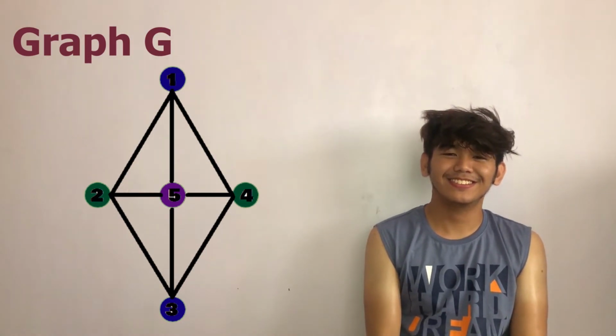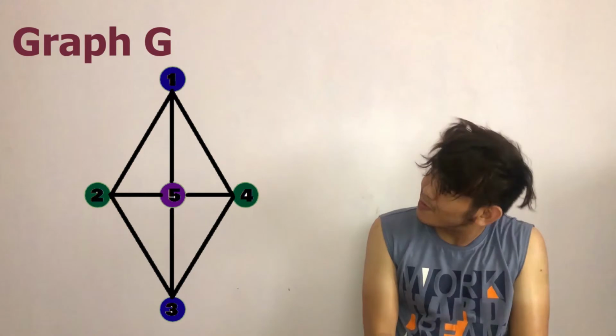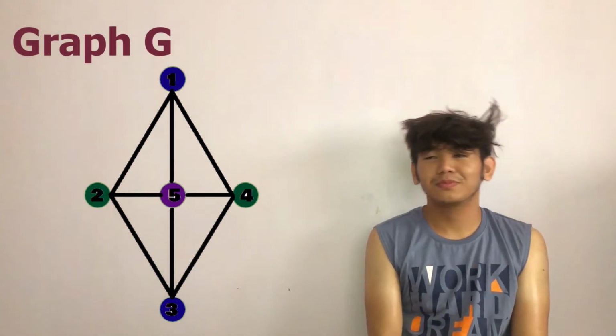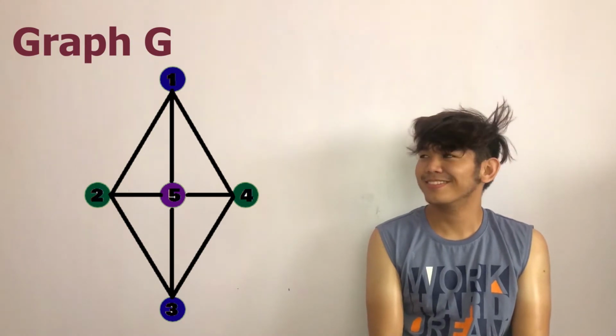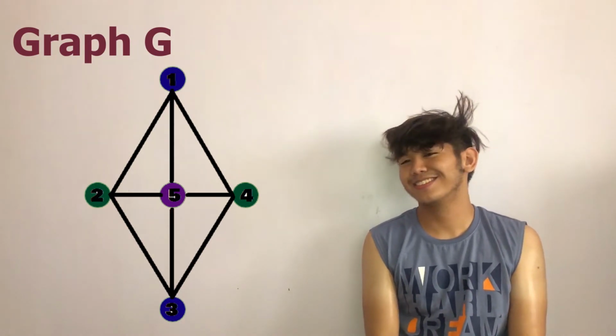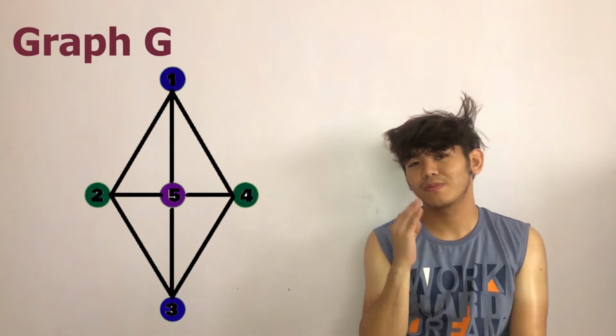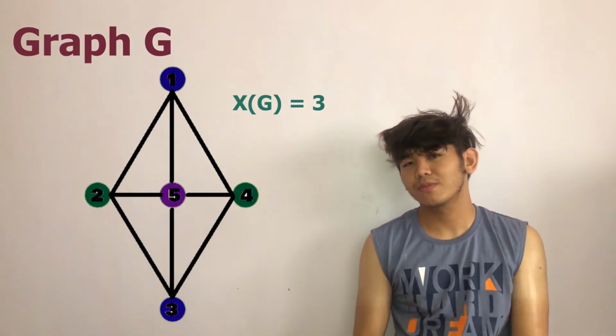Lastly, for vertex 5, we can see that vertex 5 shares edges with the other vertices, which means we can't put color blue or green on it. So we need to assign another different color. Let's say violet. So as you can see, we can conclude that the graph G has the chromatic number 3 because we only used 3 colors.